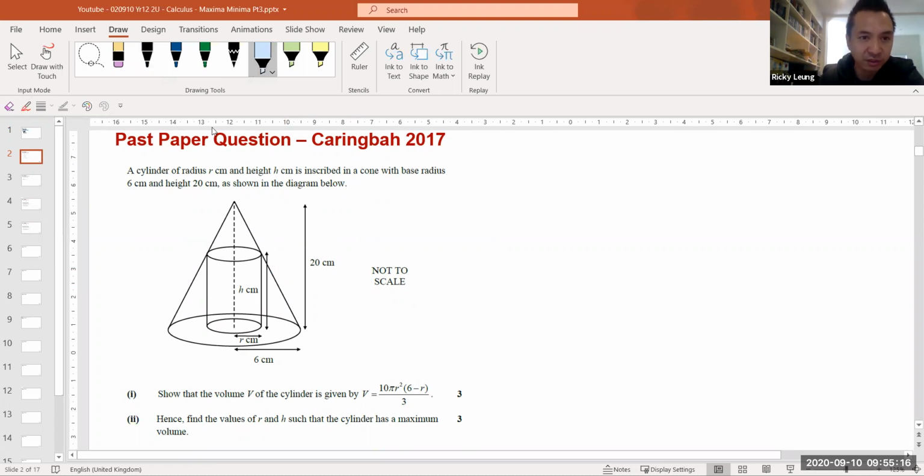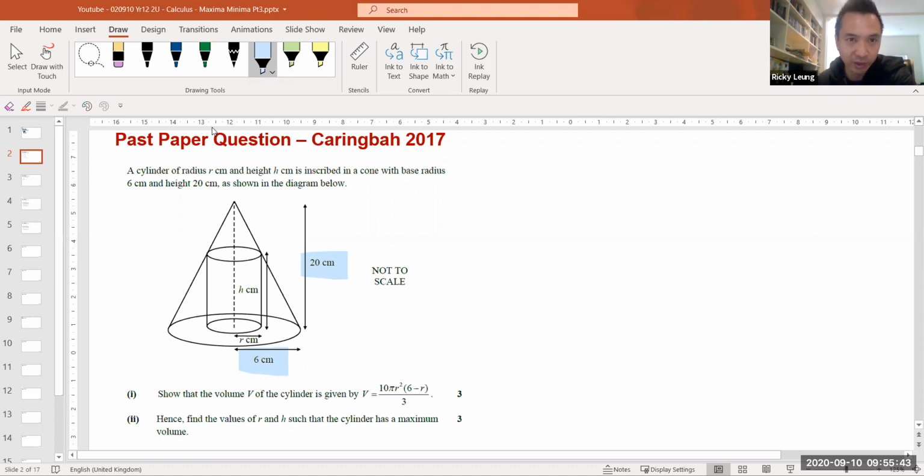So I have a cylinder of R and H. That's the cylinder inside, R and H being variables. So basically you can picture the cylinder radius increasing, which means the height goes down. And it's inscribed in a cone with base radius of 6 and height of 20 respectively. So the 6 and 20 are fixed, and the R and the H of the cylinder is variable.